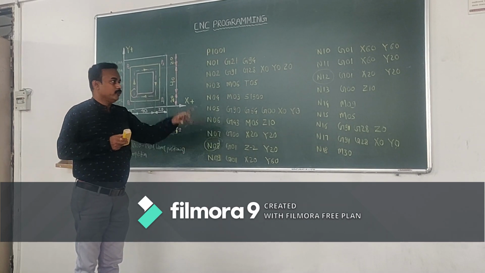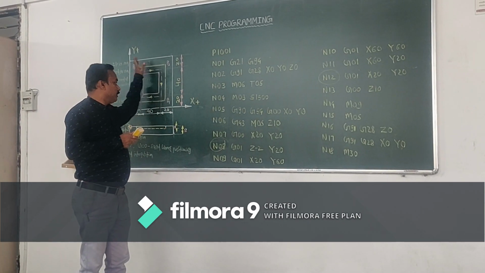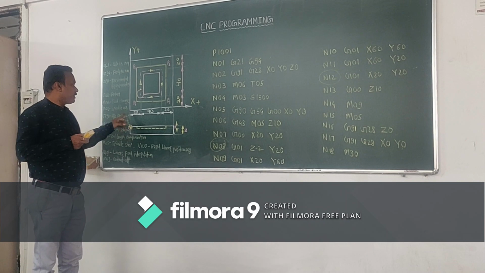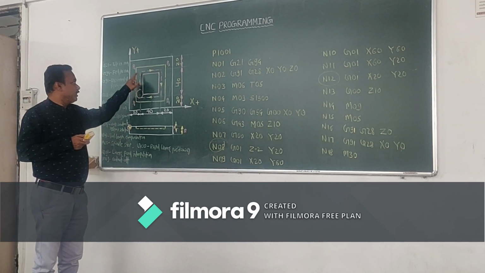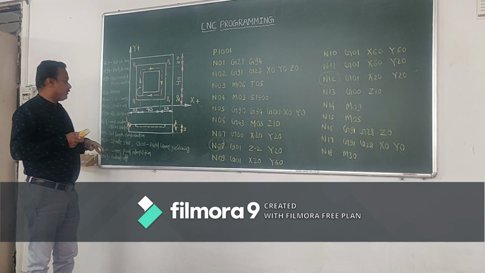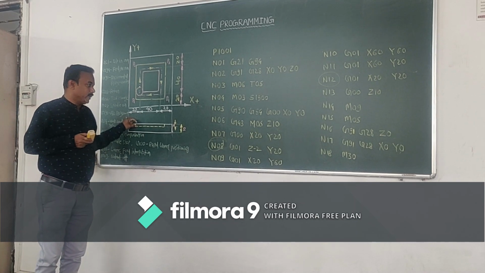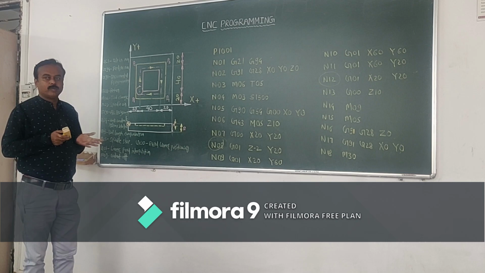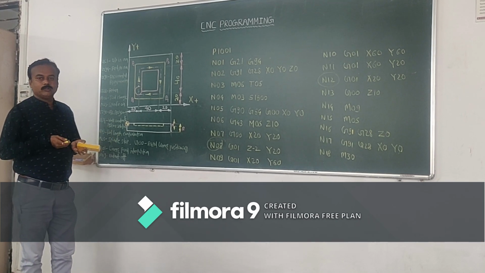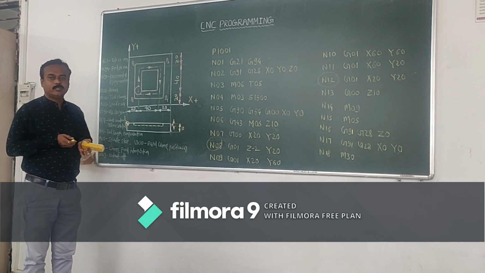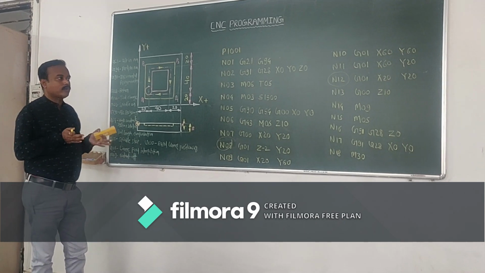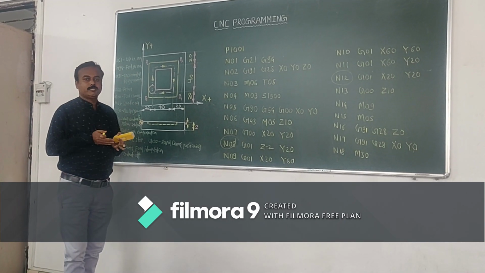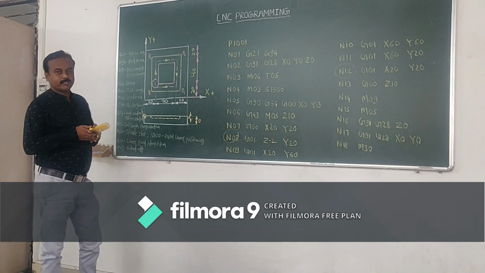Now, in this way, your programming for this operation, starting from this point, these 4 steps, and having the depth equal to 2 mm. This is your simple first programming. From the second year point of view, all the students of mechanical engineering must understand how to write the programming for the CNC milling machine.